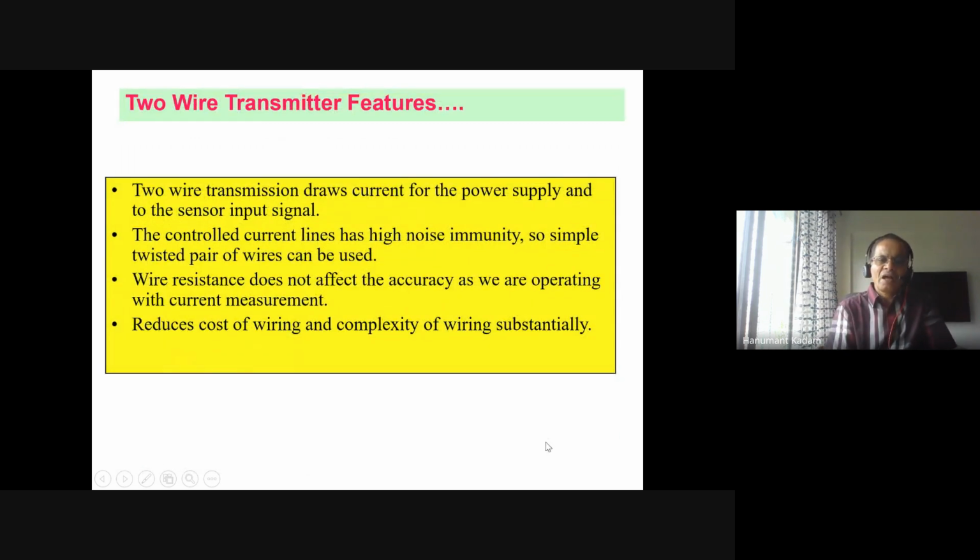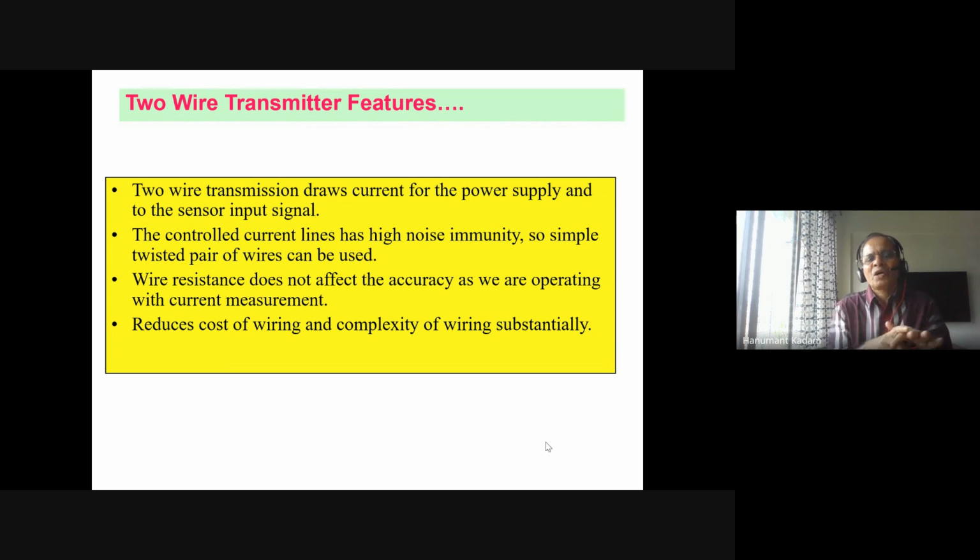Now we have two wire transmitters, and two wire transmitters means what? A two wire transmitter draws a current for the power supply and the sensor input signal. So on the same wire, current is going in the loop. The control current lines have a high noise immunity, so simple twisted pair cables or wires can be used. Twisted means you always see, on the domestic side, wires are twisted.